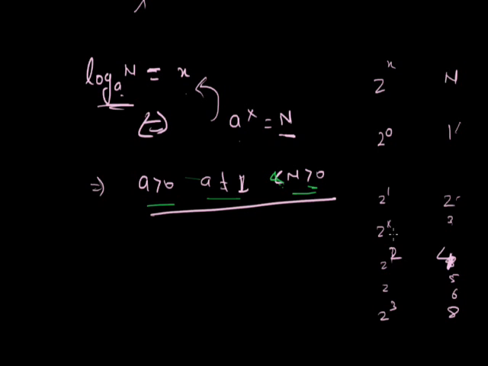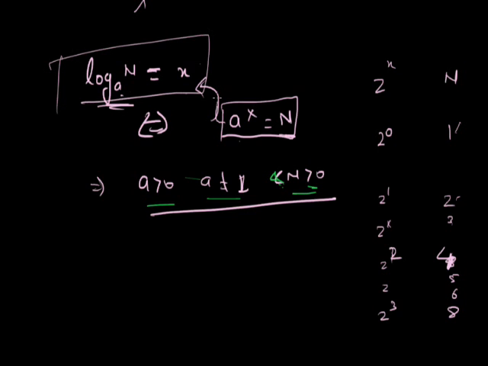So the variable part here is x, so I need to equate x with something. This, a raised to power x equal to n, is an equation, and this is the power x. If I have to rewrite this equation, I have to use the word logarithm. x is equal to log n to the base a, where this number is n. In this way I can write it.